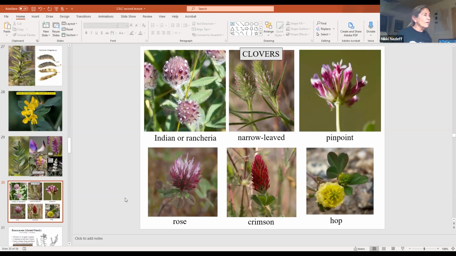Here are three more. They look vaguely similar. This one sort of has a round inflorescence like the Rancheria clover. This one has a more spiky inflorescence, kind of like the narrow leaf clover. This one has sort of a round one too, like the pinpoint clover. These are all non-native clovers on the bottom, non-native clovers. And there are lots and lots of clovers.